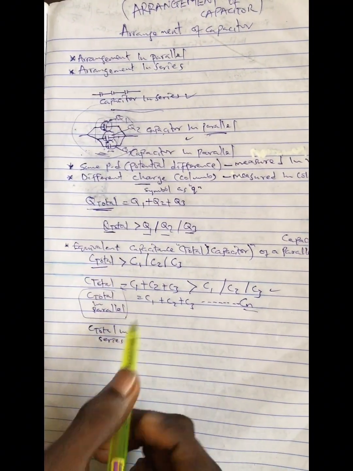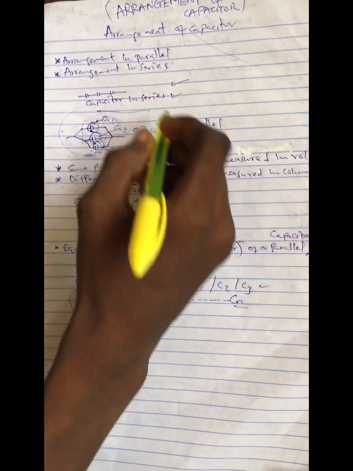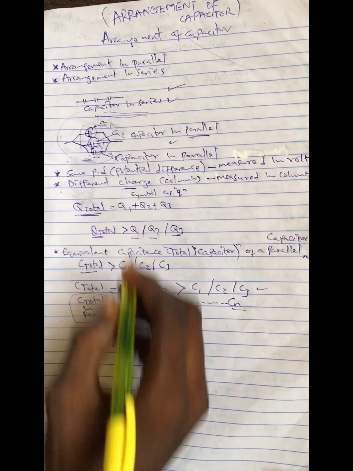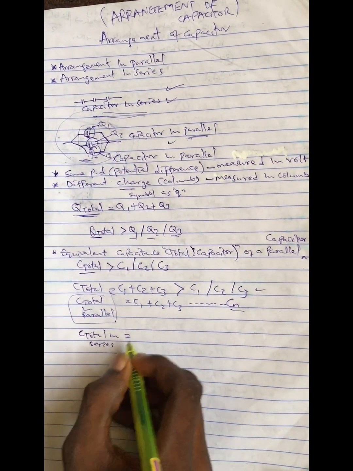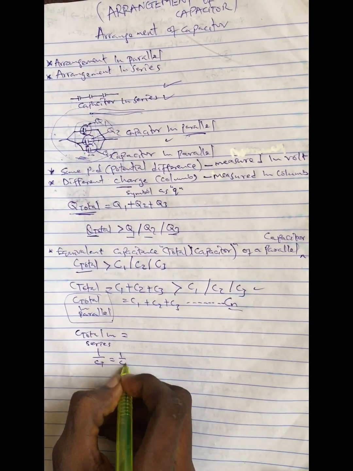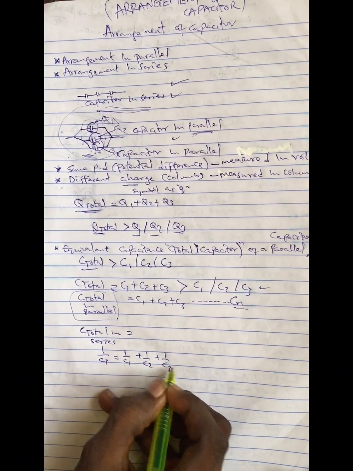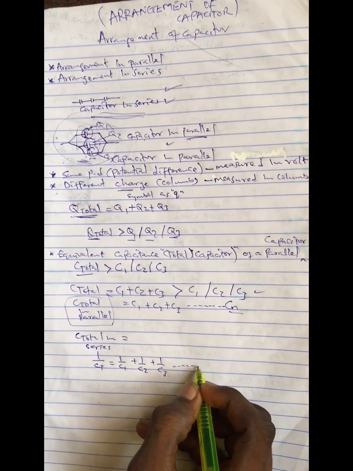So now for total capacitance in series. How do you calculate the total capacitance in series? 1 over C total is equal to 1 over C1 plus 1 over C2 plus 1 over C3 on to infinity.